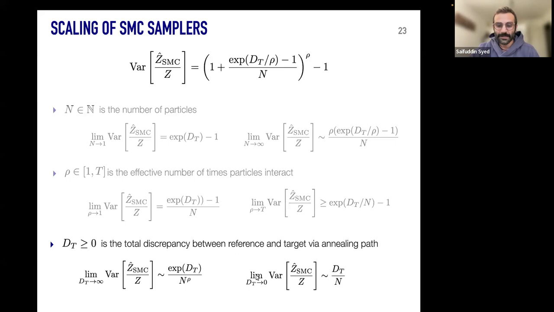However, notice how if this discrepancy goes to zero, as this D term goes to zero, you can do the Taylor expansion and the role of resampling disappears. And also this exponential disappears. And you end up getting that the variance scales linearly with this discrepancy divided by the number of particles. So this gives us an insight that the way to overcome this exponential barrier that's seen as endemic to these importance sampling-based algorithms corresponds to picking this discrepancy to be small.